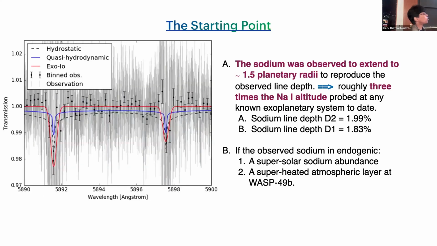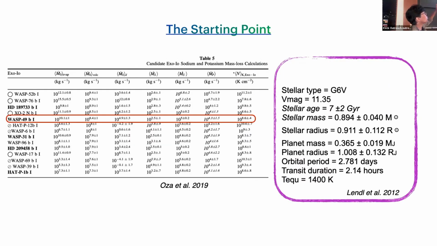At the same time, Oza et al. tried to fit an exo-Io model to the data, and showed that the data fit well with the exo-Io model compared to hydrostatic or quasi-hydrostatic atmospheric models. Based on that, he listed a set of targets which can potentially host exomoons. So there we started, and the first priority one was WASP-49b.